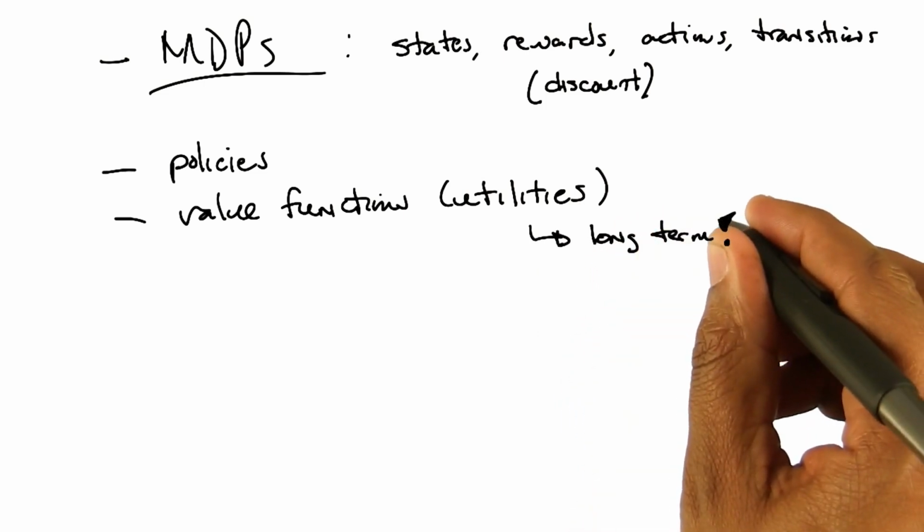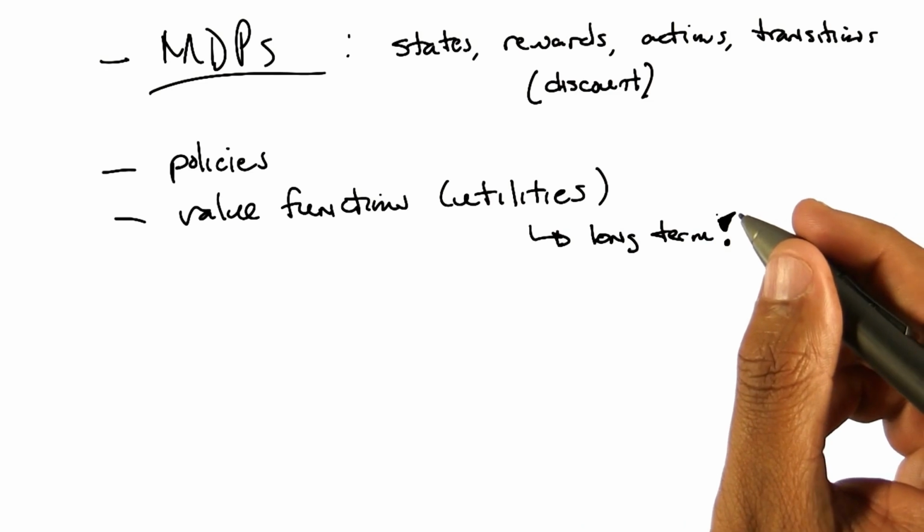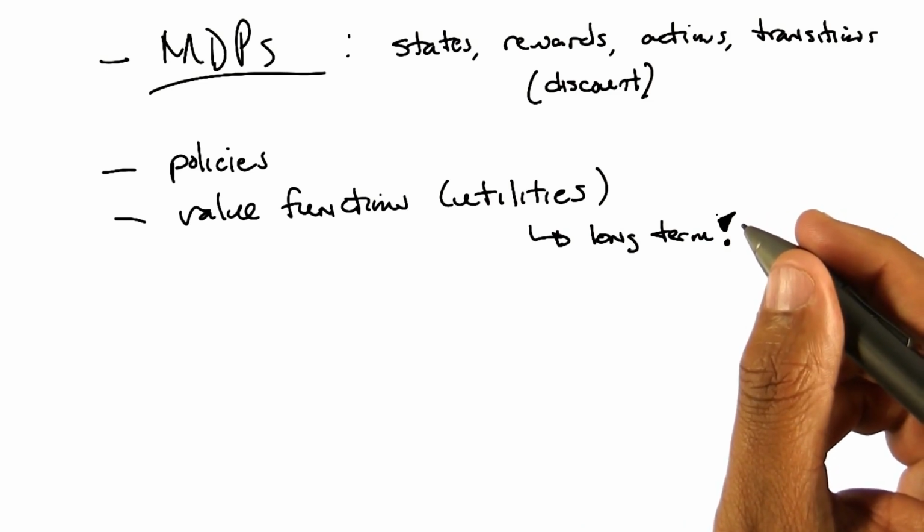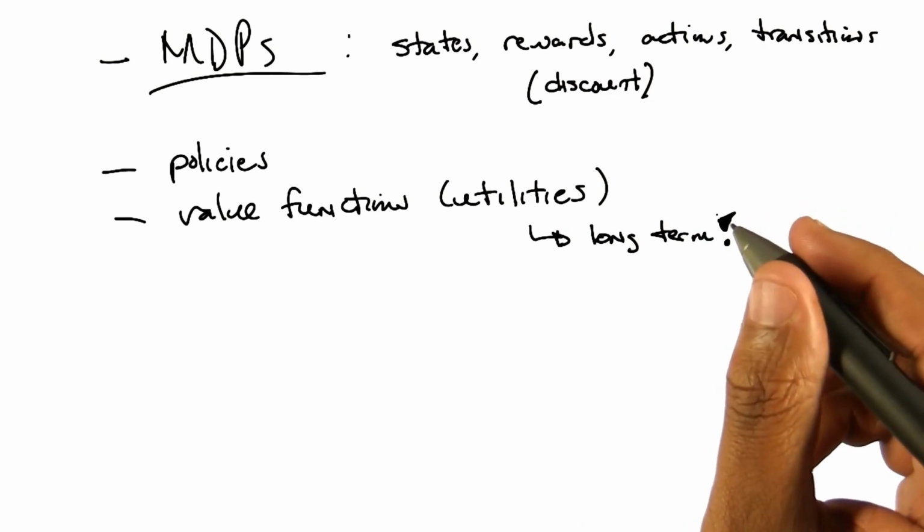Utilities are like a group of rewards, like a gaggle. Or a murder of crows. A murder of rewards.